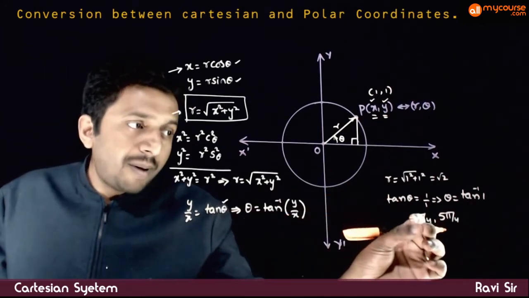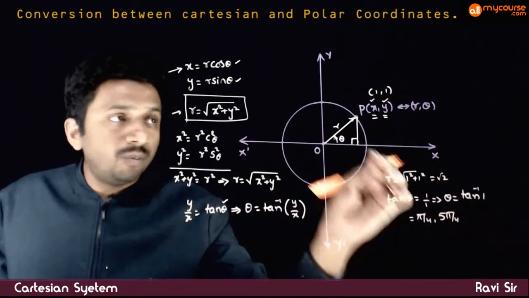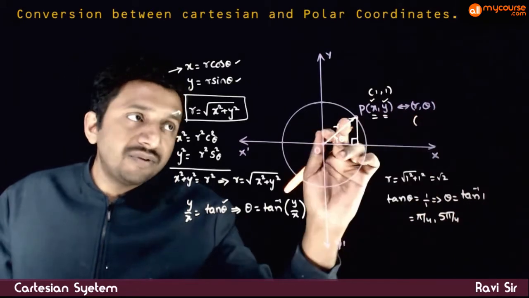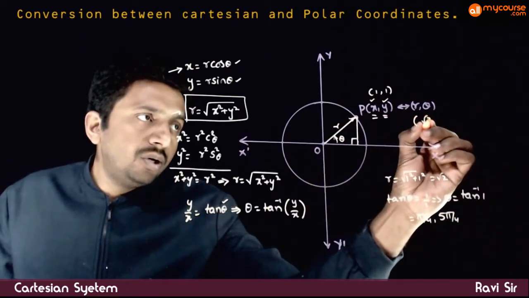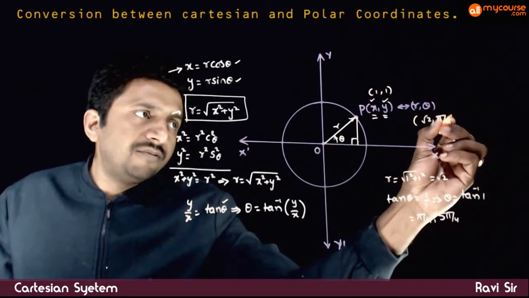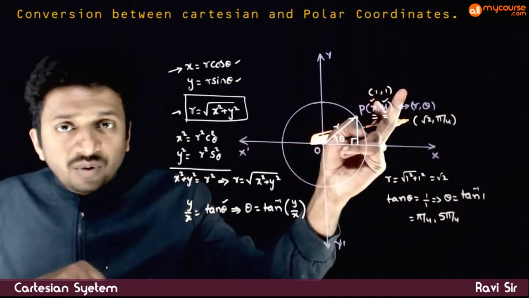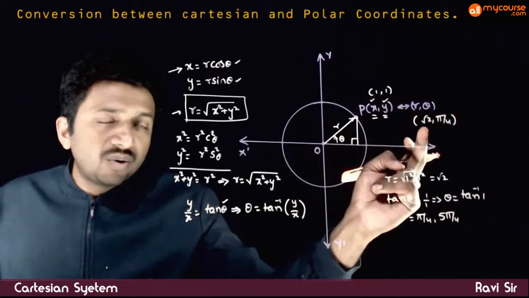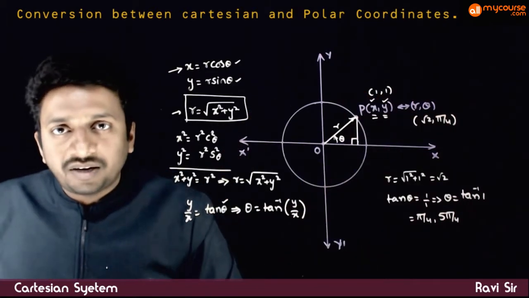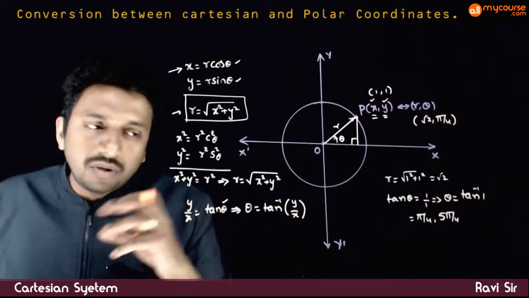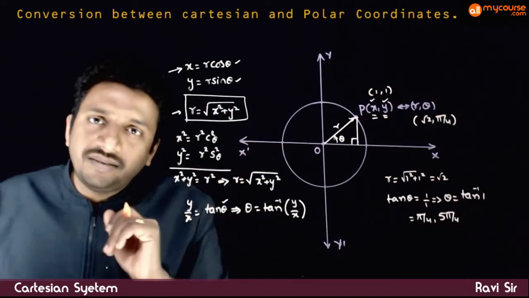But pi by 4 and 5 pi by 4 both will not be the correct answer for this point. The correct answer for this point will be root 2 comma pi by 4, because this point is in the first quadrant. If the point would have been in the third quadrant, then root 2 comma 5 pi by 4 would have been right. So directly I cannot use this. So you have a two-step process to find theta.